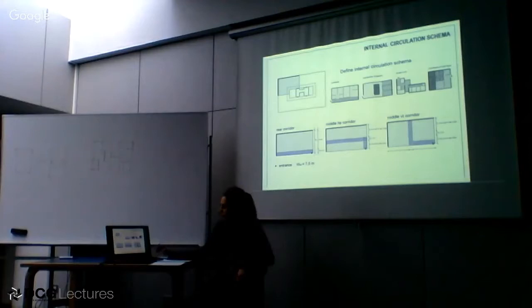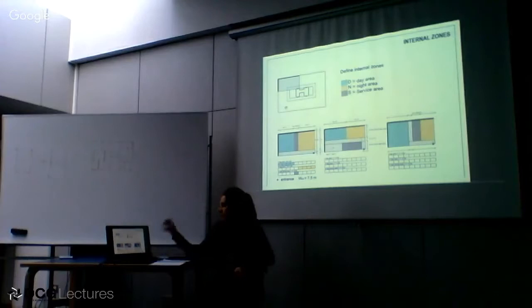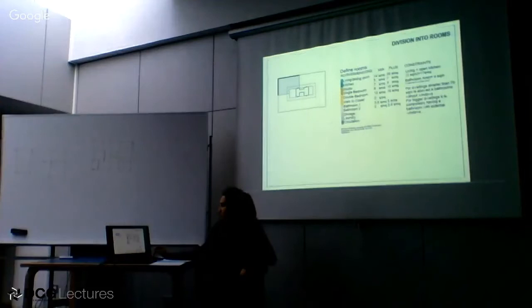After the circulation schema, there is the definition of the internal zone into day-night zone, and divided according to the different circulation schema, it can be organized in many different ways. And then the division into rooms. In this case, this data starts from the Milan construction regulation and the health and care regulation, national regulation, but it's important to have the minimum requirements by law and also the plus. In case we have more space, this should be the ideal dimension for having a more optimized floor plan.